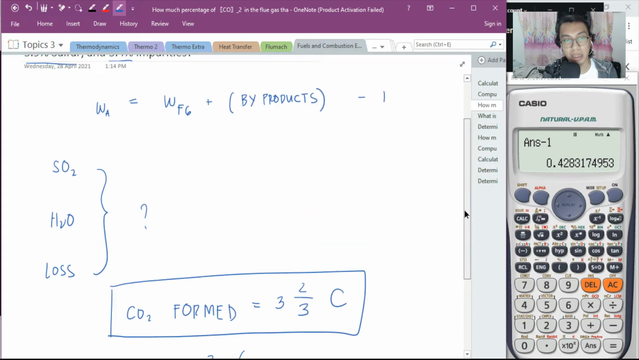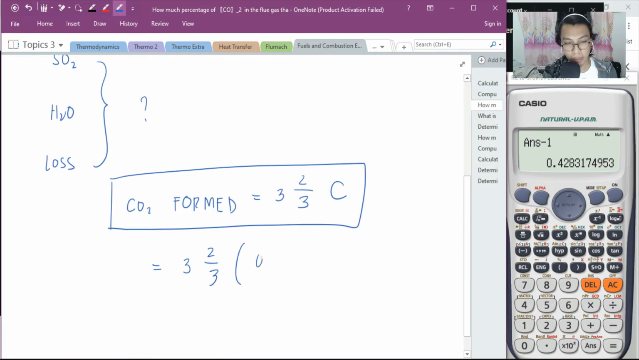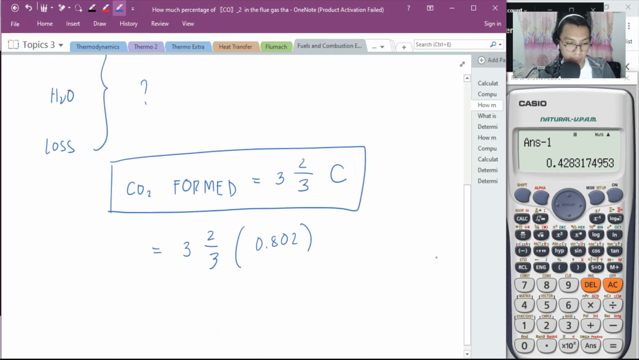Ilan ba yung percent ng carbon dyan? That is 0.802. Sir, ang haba pala ng solution yan, pero meron palang shortcut na ganyan. Yes, meron. Ito na mismo yun. Ito na yung percent. Percent lang to ha, CO2 formed. Pero kukunin mo pa rin yung percent niya dun sa buong masses. Okay?